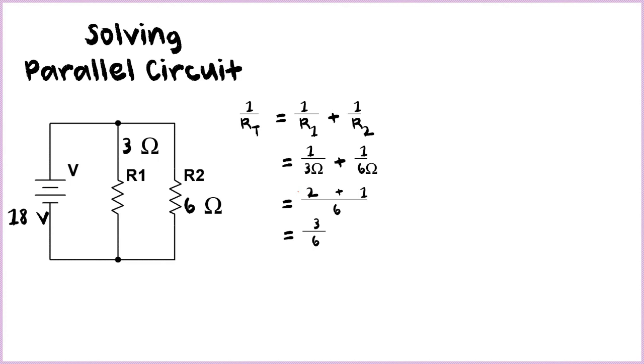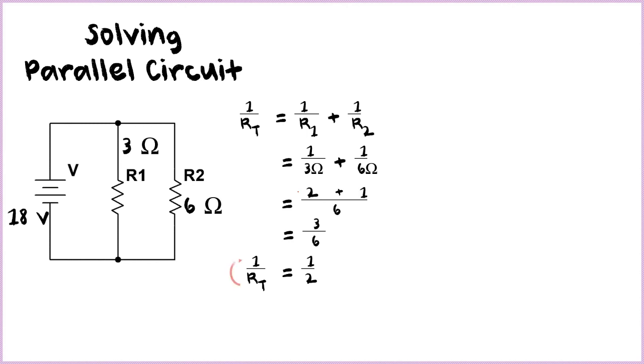Now, can we still simplify 3 over 6? Definitely yes, because 6 is divisible by 3. So we get 1 over RT, which is equal to 1/2. Okay, what we need now is RT not in fraction form. So we get that by getting the reciprocal of RT.